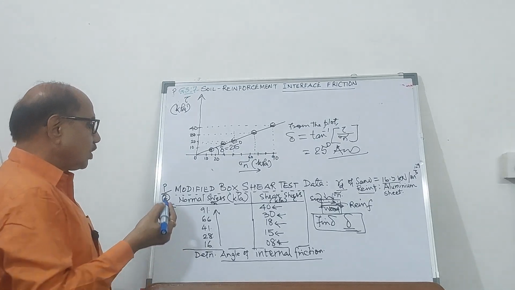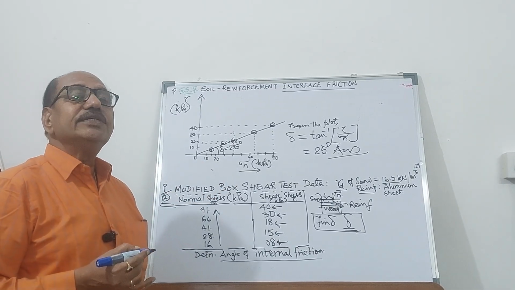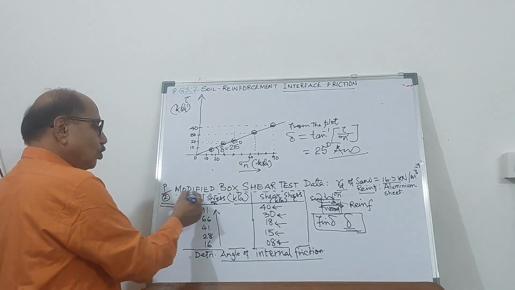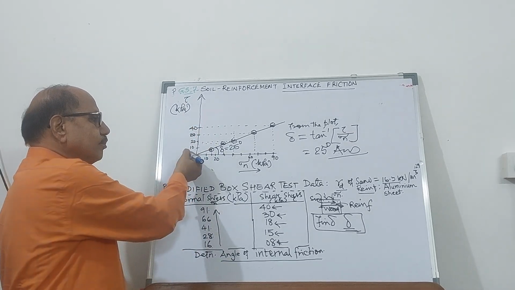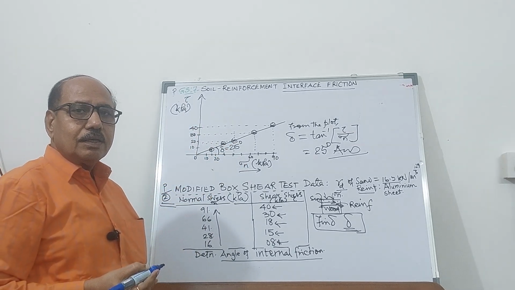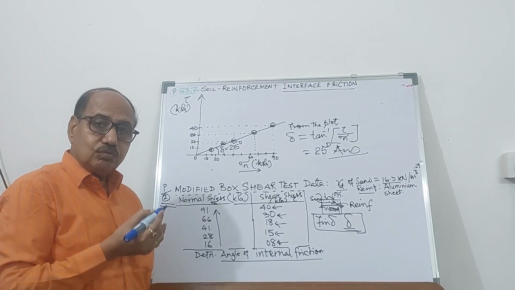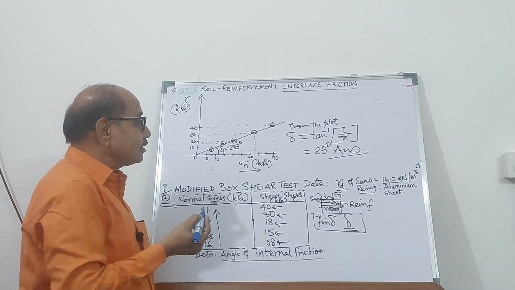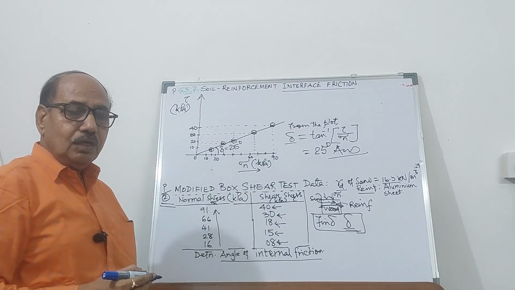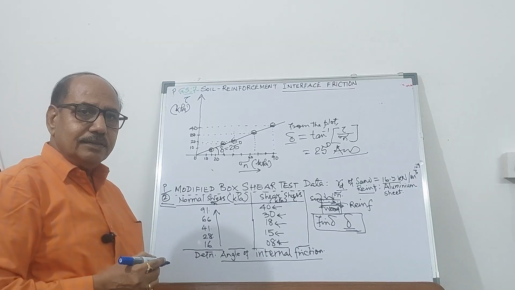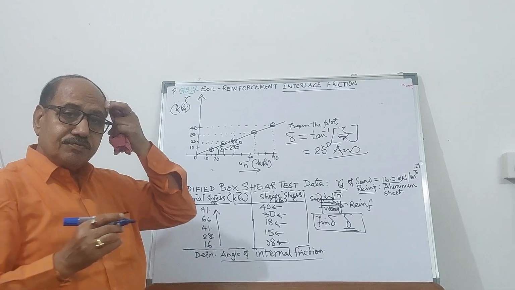But if it is sliding of the particle, as I have explained in the previous video, you need to carry out the modified box shear test, and these were the data. By plotting the given data, sigma n on the x-axis and tau, the shear stress, on the y-axis, we are in a position to calculate the value of delta. So with this, I come to the end of soil reinforcement interface friction.